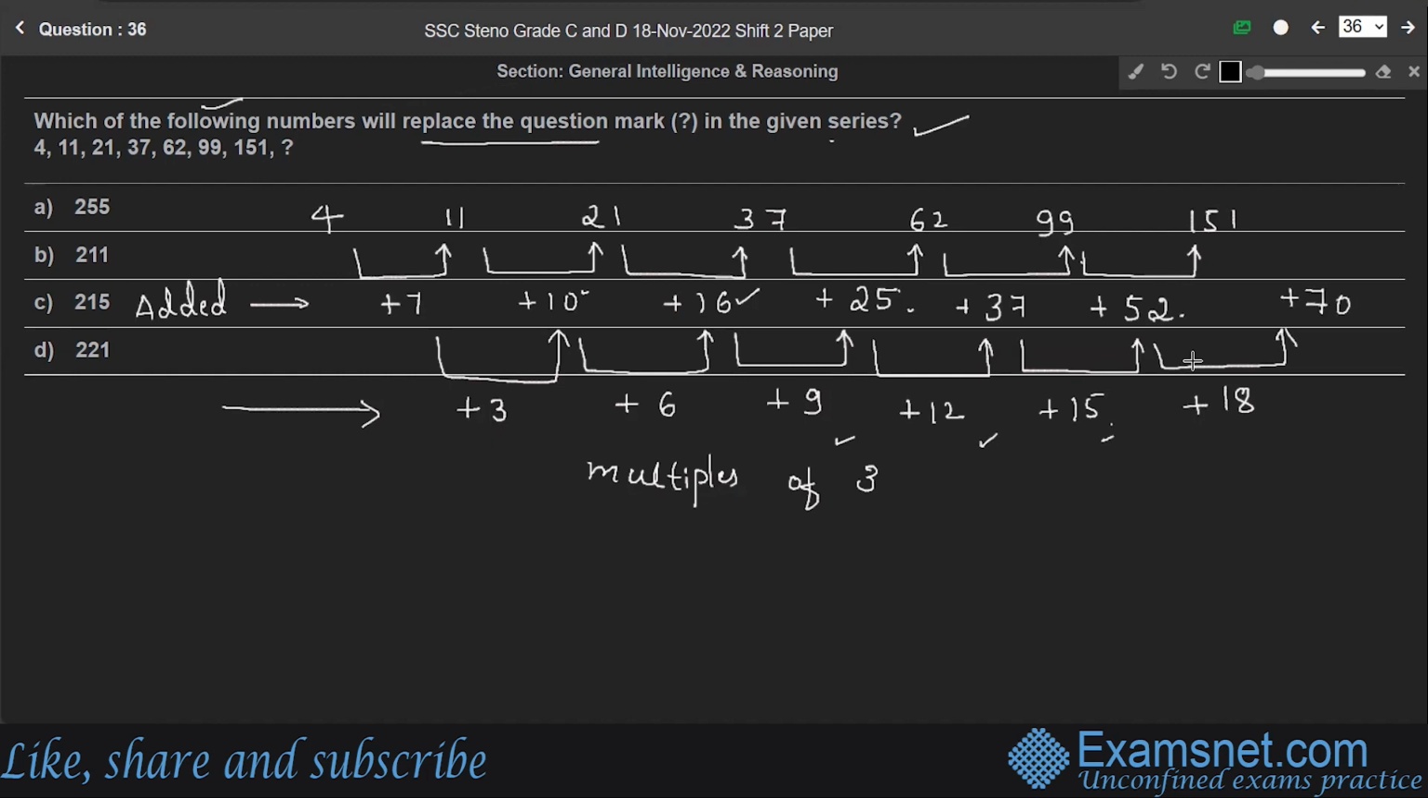This number 70 should be added to the last but one number, which is 151, right? 151 plus 70 is 221. Therefore, the last number is 221, which is obtained by adding 70 to 151, so that 52 plus 18 becomes 70, and 18 is a multiple of 3. Therefore, 221 is the last number. Option D is the right answer.